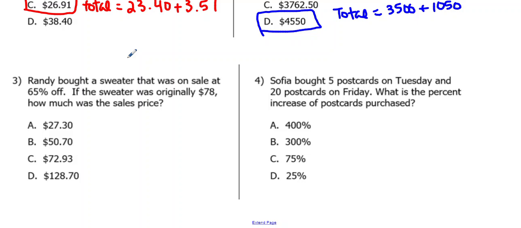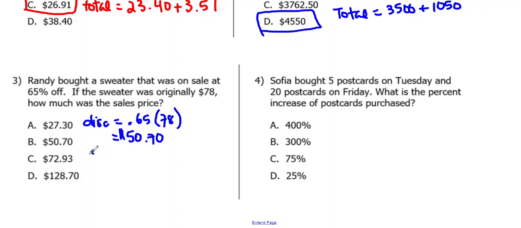So to do that, you're going to do 65% times... So we've got discount equals 65% of $78. So we're going to multiply those two together, and if you multiply it, you get $50.70. Okay, remember, this is the dollar amount of your discount.